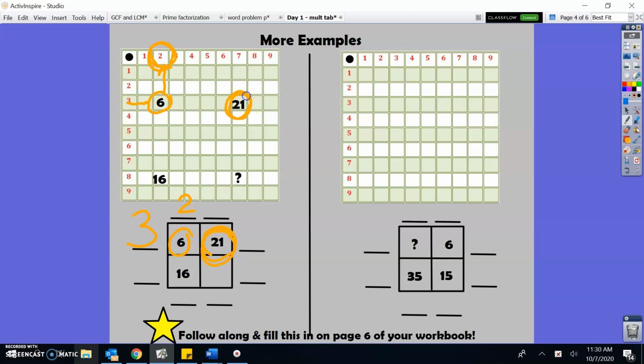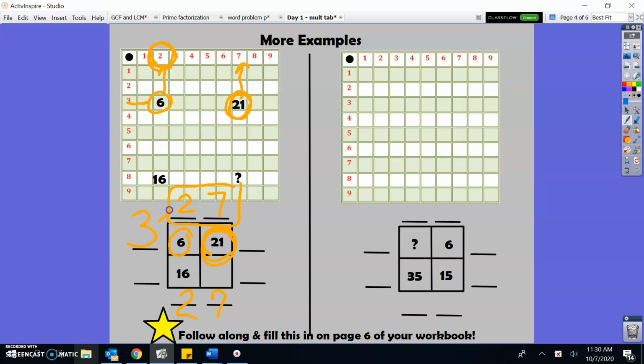21 has a factor of 3. 3 times what number gets us to 21? That would be 7. So remember, I told you, whatever numbers we put on the top row, we want to also write it on the bottom row. So this will help us solve the rest of our puzzle.